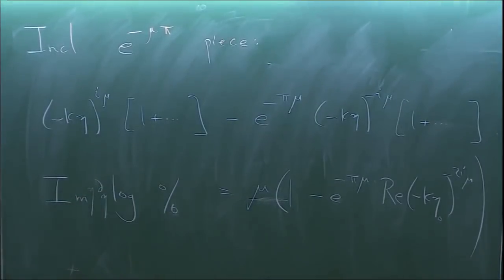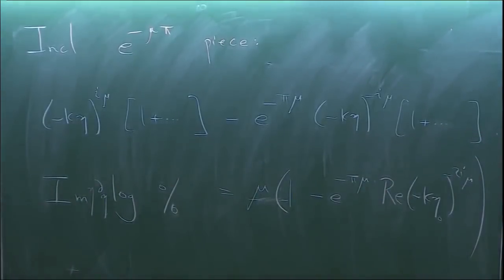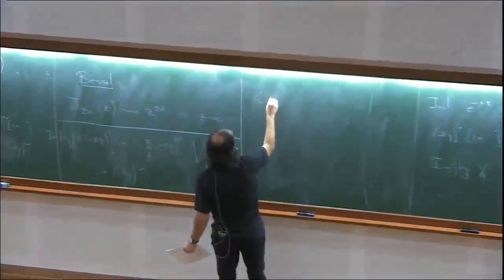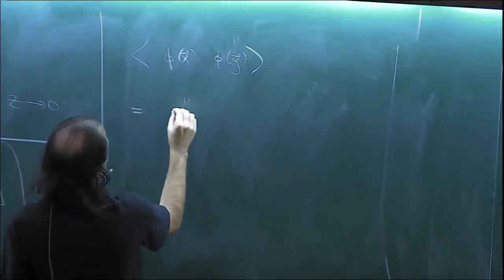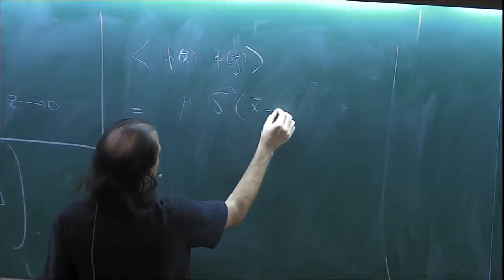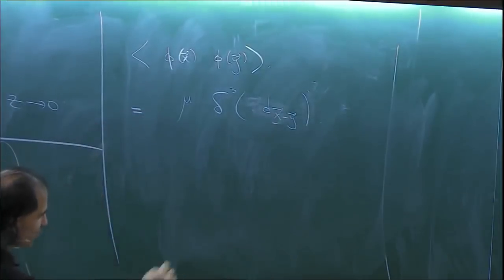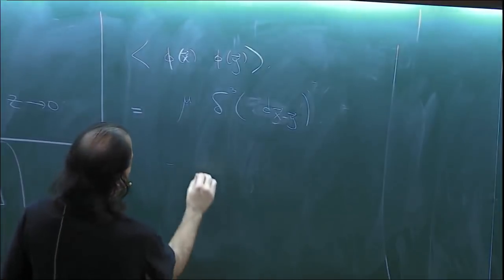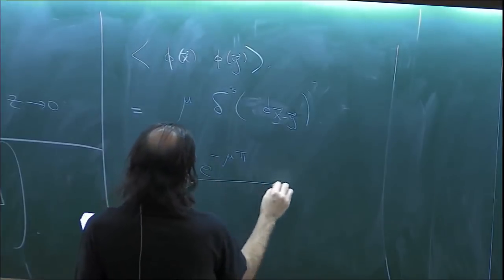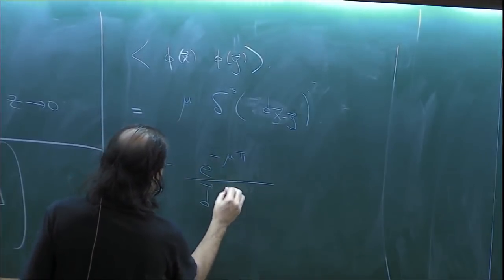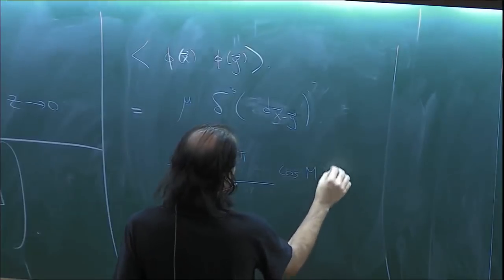Okay, so what does this mean? This means that when we go back to position space and look at the 2-point function of phi of x, phi of y, it is the piece we had before, 1 over mu times delta cubed of the physical distance between x and y, but we have a correction, which is minus e to the minus mu pi over the physical distance between x and y cubed, times a cosine of mu times, again, the log of the physical distance between x and y.